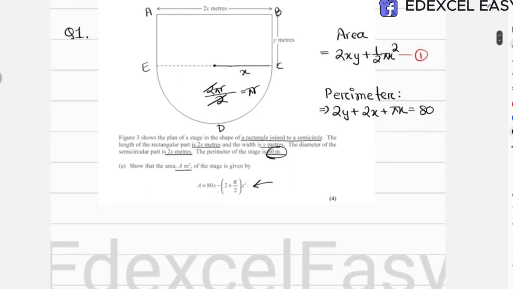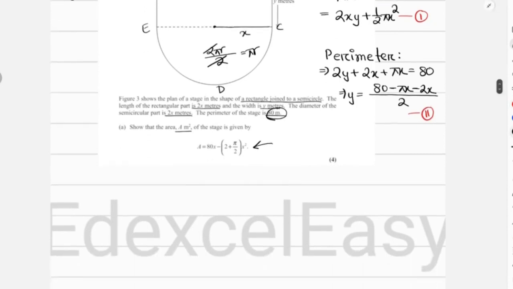Now we're going to make y the subject of this equation, which is going to look like y equals 80 minus pi x minus 2x. This entire thing will be divided by 2, right? 80 minus pi x minus 2x. Yeah, this is what your second equation would look like, and obviously after this I'm going to substitute the second equation into the first equation. This is how the equation looks.